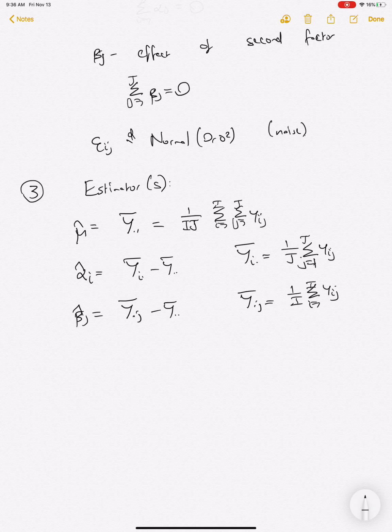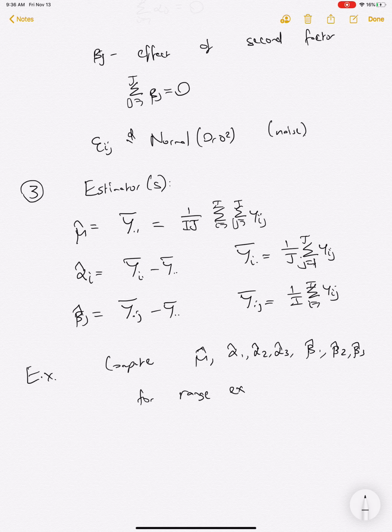Okay, and so I'm just going to leave it as an exercise. Compute mu hat. In this case, you're going to have alpha hat 1, alpha hat 2, alpha hat 3, beta hat 1, beta hat 2, beta hat 3 for the range example. There's nothing particularly different or new from what we've seen before, but here we have two effects, so we get a beta hat j as well.